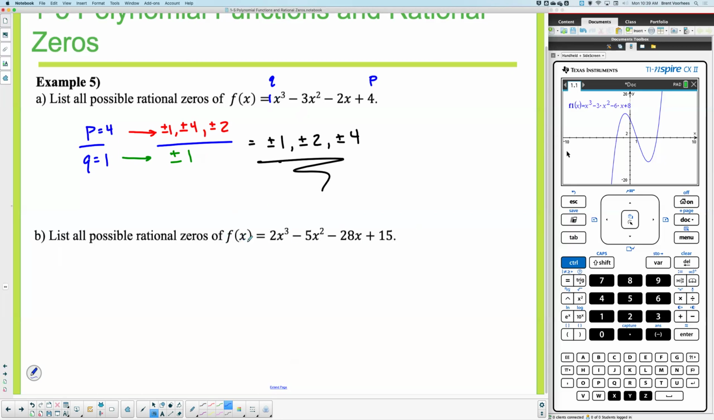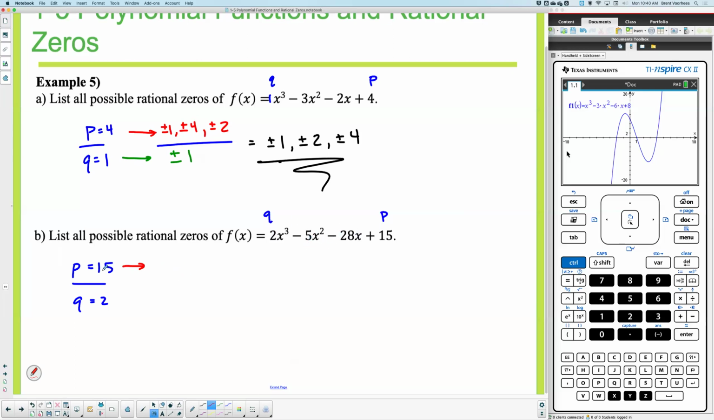What would we call our P? What is the very last term in this problem? 15. What is our Q, the very first coefficient? 2. If P is 15 and Q is 2, the only possibilities this graph could ever hit the x-axis, no matter how much you change the middle two terms, no matter what they are.